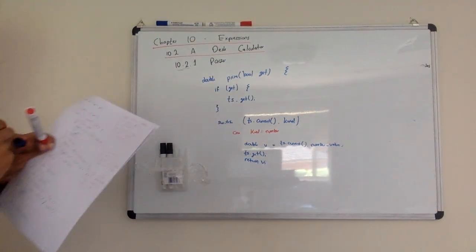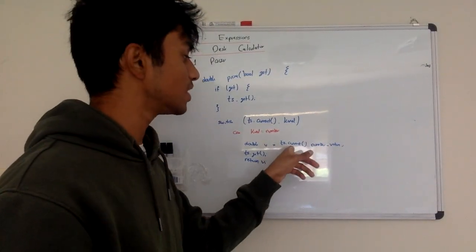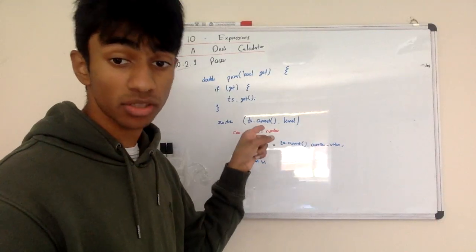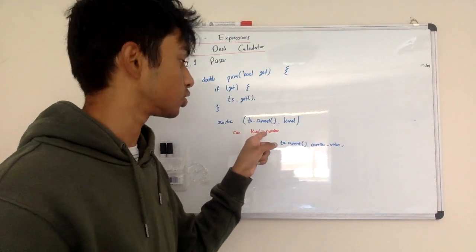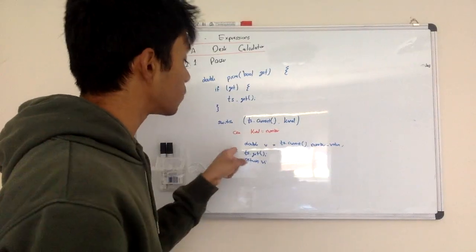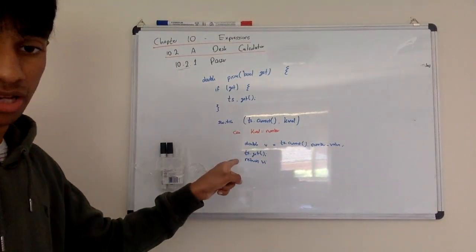Okay, so what is this doing? It's taking the ts current, the current token, and getting its number value, because we know it's of type number, so we know there'll be a number value associated with it. And then we call ts.get. Why we do that makes more sense later. And then we return that value.